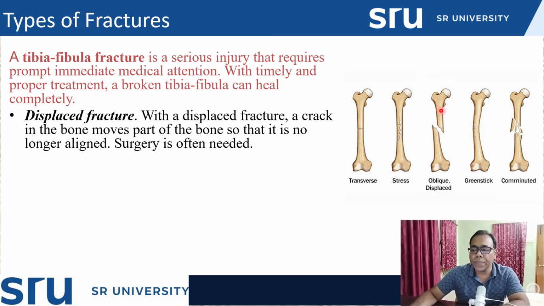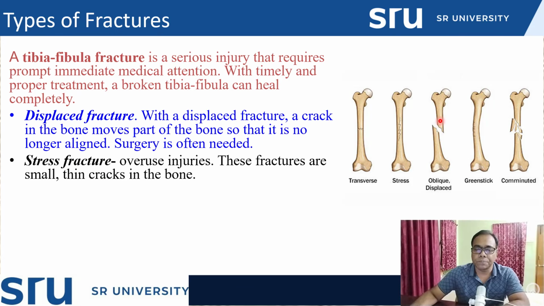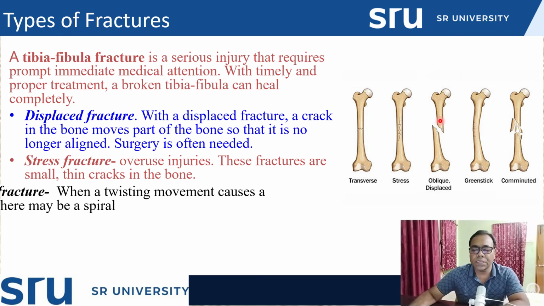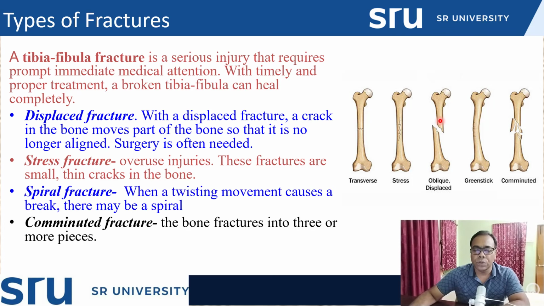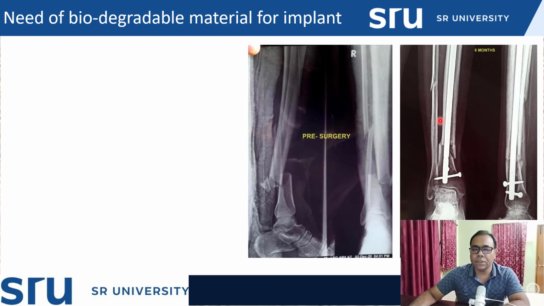So you have to use an implant. Those implants can bind together this broken bone, and over time it may be joined together. So these are the different kinds of fractures happening in the human body. So these are the different classifications.